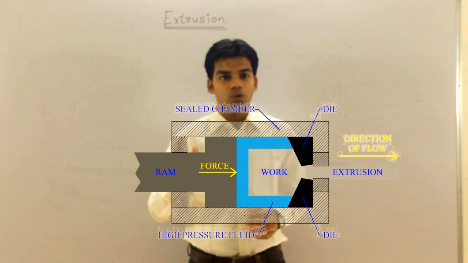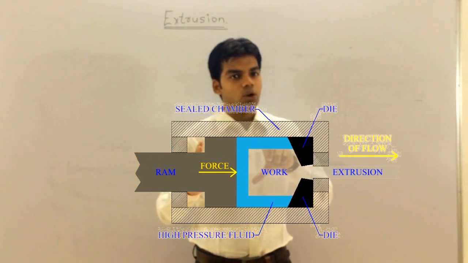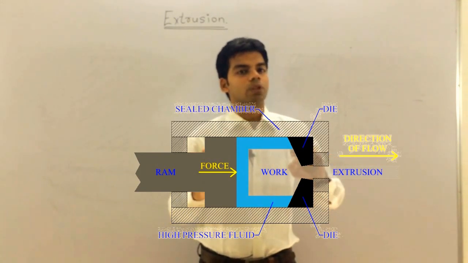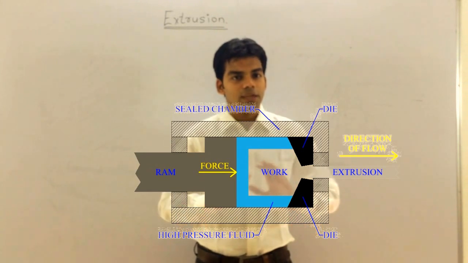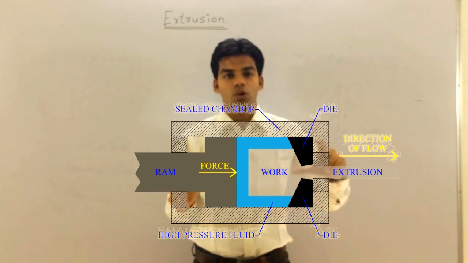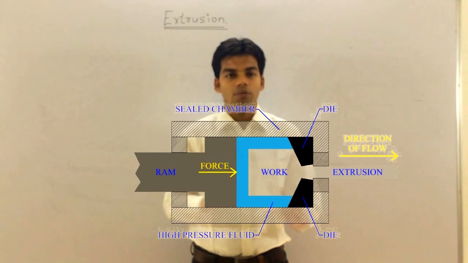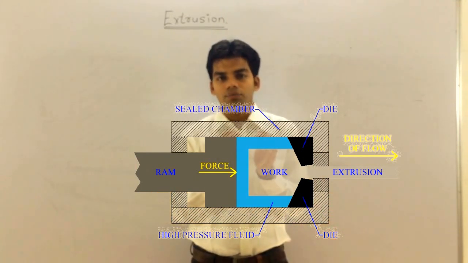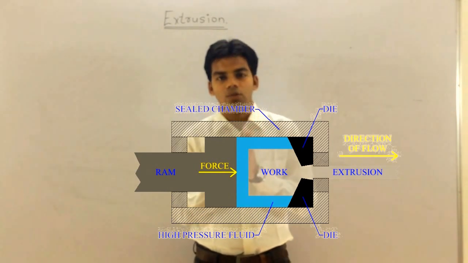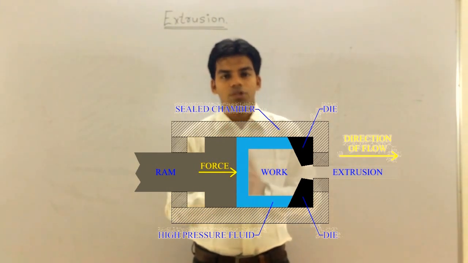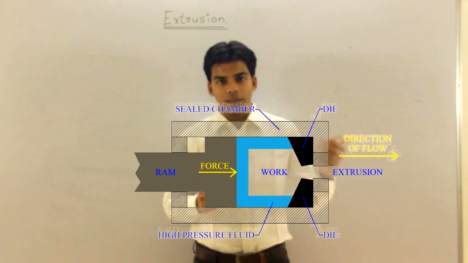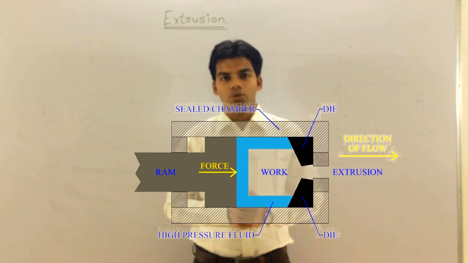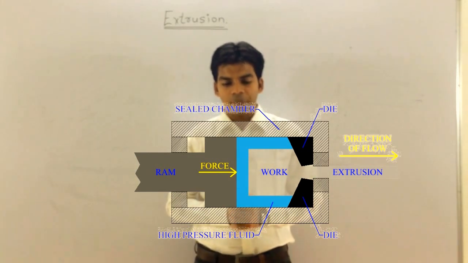When the force is applied on the ram, that force is applied on the fluid, and then that fluid is applying the force on the workpiece. So what will happen with this? We can reduce the friction because the workpiece is not in direct contact with the container. Obviously friction will be very less, because now the workpiece is in contact with the hydrostatic fluid. And same thing, the material will come out in the direction of the ram. So this is also a kind of forward extrusion process.